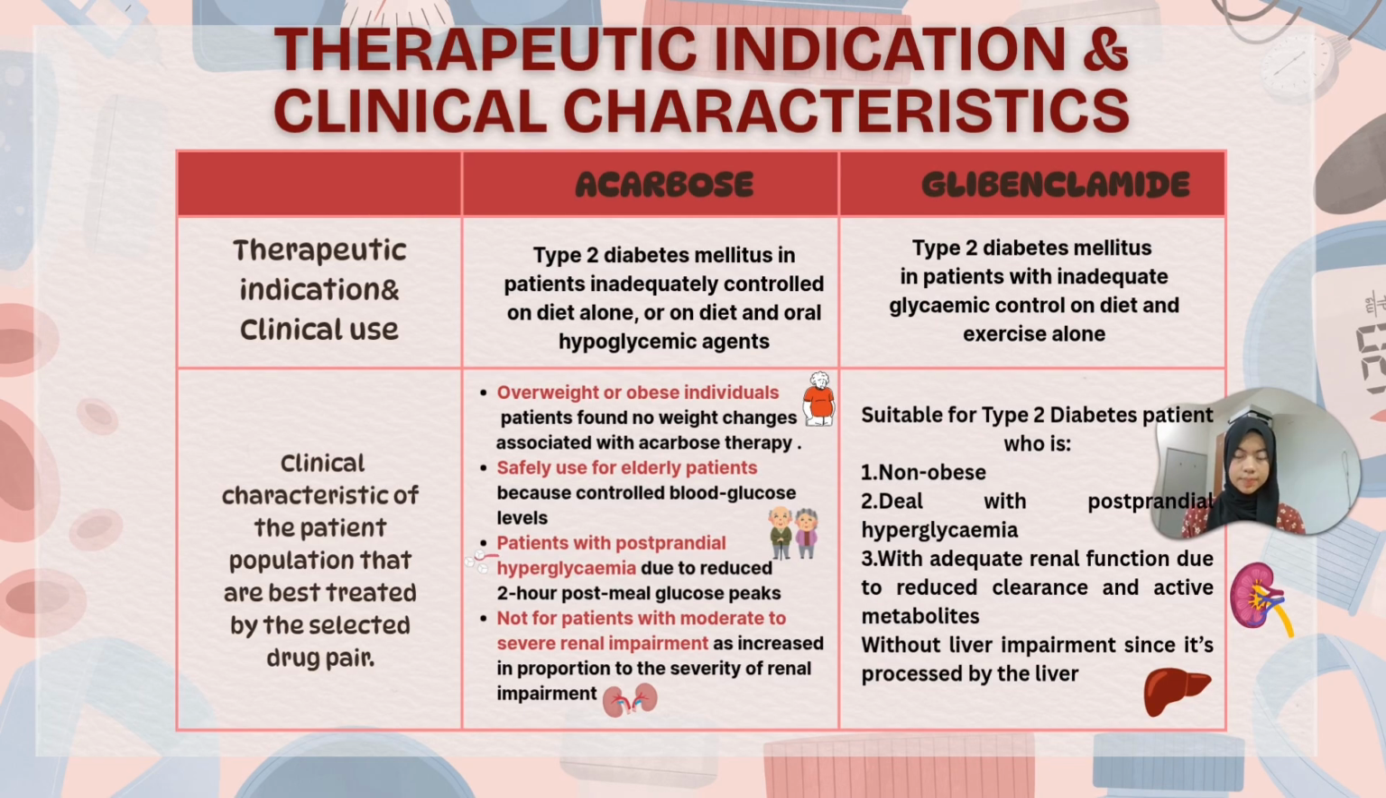On the other hand, glibenclamide is suitable for type 2 diabetes patients who are non-obese, who deal with postprandial hypoglycemia, and who have adequate renal function because glibenclamide reduces clearance of active metabolites. It is also for patients without liver impairment since glibenclamide is metabolized by the liver.